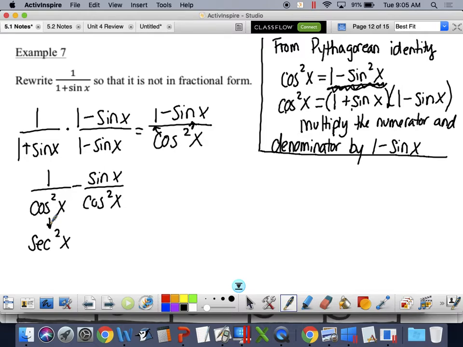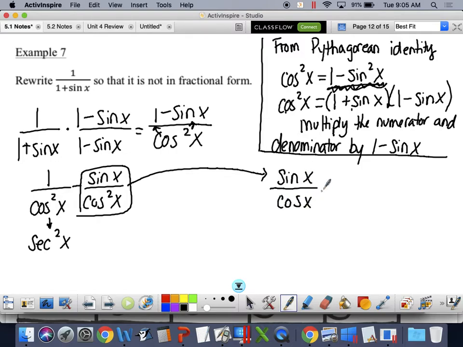I've got the sine of x divided by the cosine squared of x. What if I take this, I'm just going to take it aside for a second, and I'm going to say, okay, this is equal to the sine of x over the cosine of x times 1 over the cosine of x.